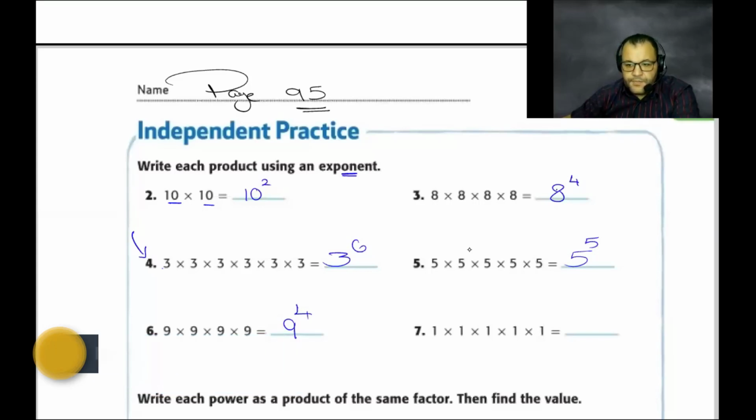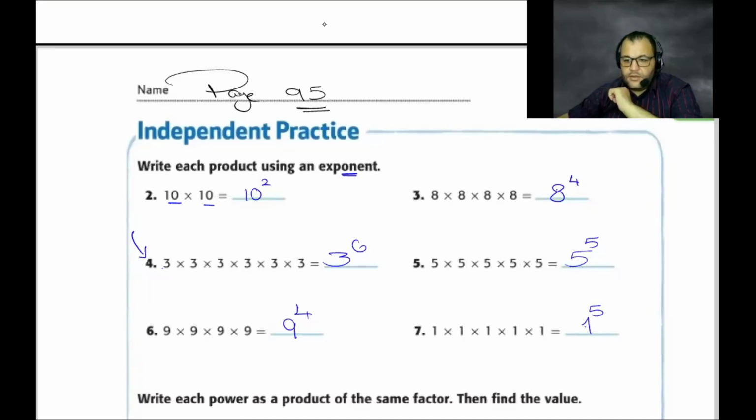Abdurrahman, question number 7. 1 power 4. Not 4, 5. 1 is repeated 5 times, so it will be 1 to the power 5. Okay, when you finish, just mute yourself.